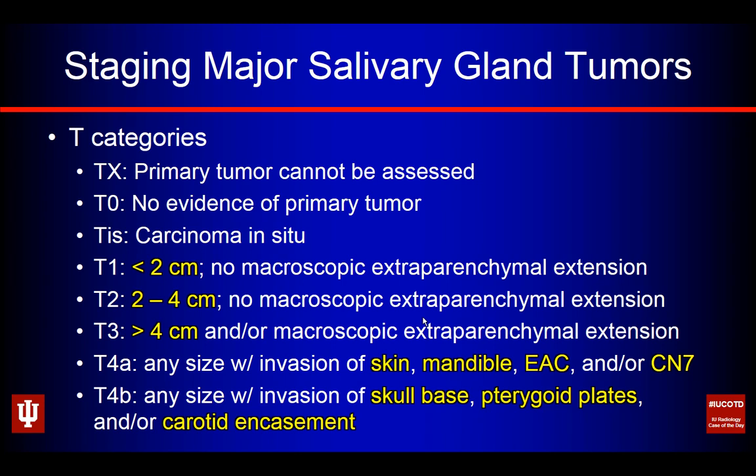And then if you get into the bad stuff, the T4 tumors, just remember some of the things that go into those categories. Involvement of skin, mandible, EAC, and cranial nerve 7, or is it really bad, involving the skull base, the pterygoid plates, or encasing the carotid?